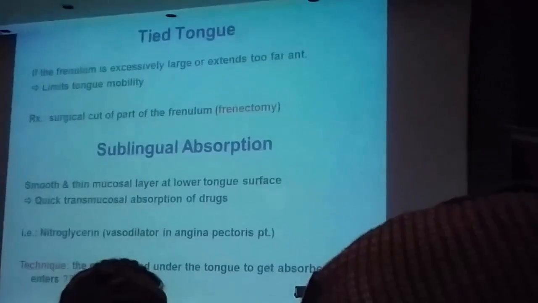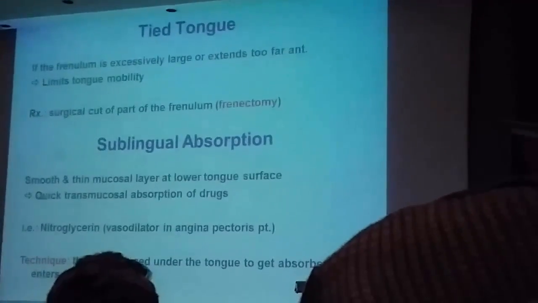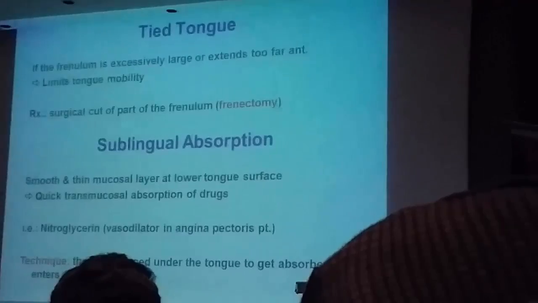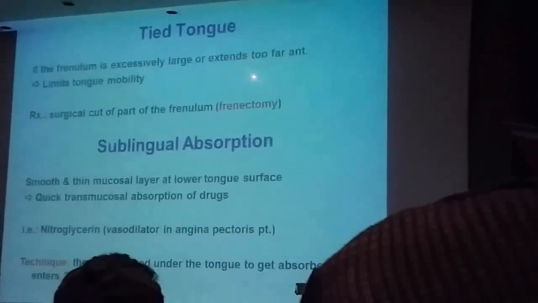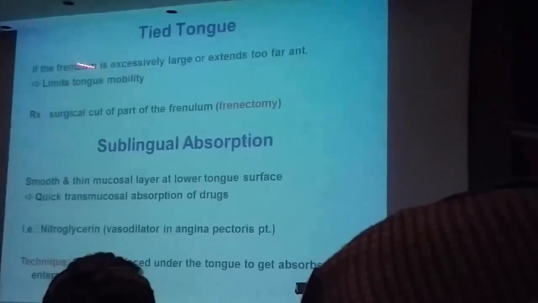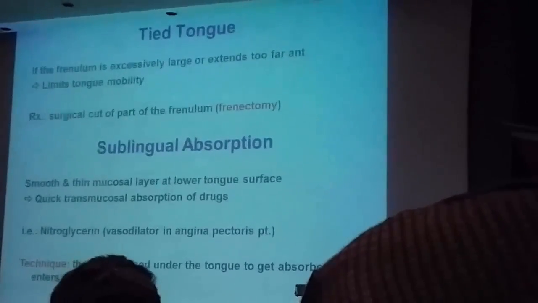Why is this important? We talked about the frenulum, we talked about this smooth area. There are 2 clinical points here, very important. In pediatrics, some children are born with a very long frenulum. The fold becomes extended, very long, which will restrict the movements of the tongue in the kids, and this will provide problems. This is what we call the tight tongue, when the frenulum is excessively large or extends too far anteriorly, which will limit the tongue mobility.